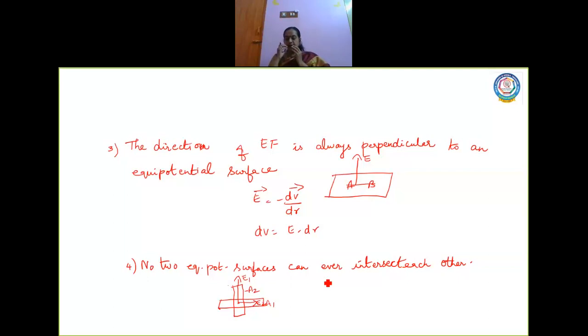This is the same property which we read in the properties of electric field lines. If they intersect, then at this point you would have two directions for the electric field, which is impossible. So we can clearly say that no two equipotential surfaces can intersect each other. Is it clear?